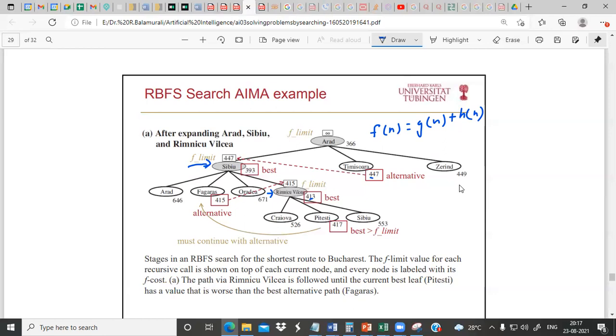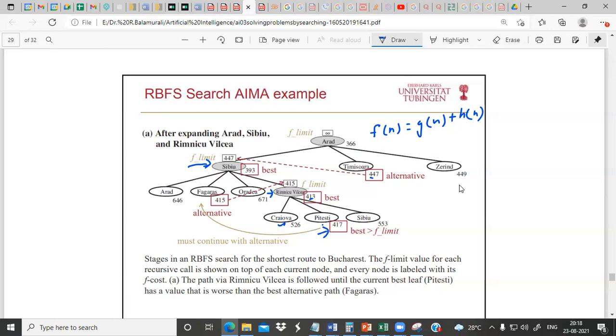Now we expand Rimnicu Vilcea. When we expand it, we get Craiova, Pitesti, and CBU. For all these, we calculate the F score. The F score for Craiova is 526, Pitesti 417, CBU 553. Now out of all these, which is the smallest one? Pitesti, 417. But here you have to check one thing. This is 417, but previously, in Rimnicu Vilcea, what is the F limit?